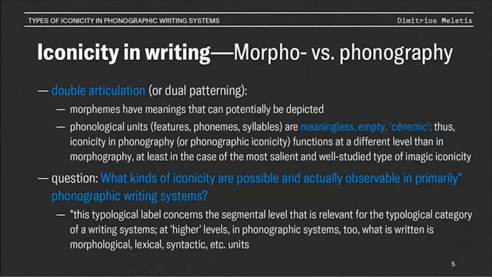So why did I focus on phonography? Well, one practical reason was that I was invited to write a handbook chapter on that. So I had to ask myself the question, which kinds of iconicity actually occur in phonographic writing? Because the most salient, flashiest type of iconicity, which I will present first, doesn't really occur: pictography or imagic iconicity. And that's because, of course, phonological units are meaningless. They don't have a meaning like morphemes that can be visually approximated.